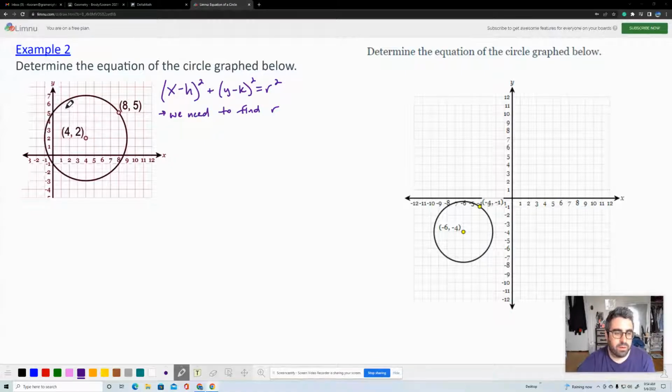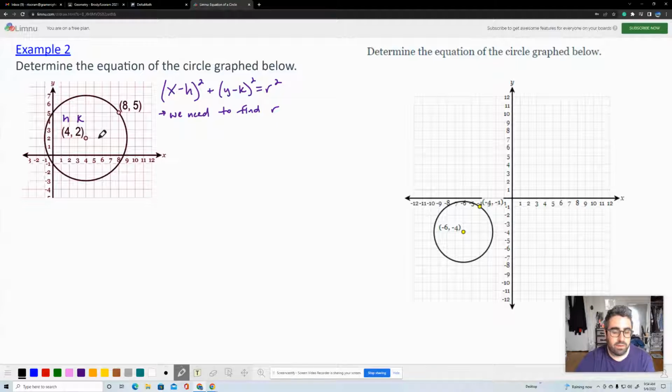So we know the x coordinate of the center is 4 and the y coordinate of the center is 2. So our h value is 4, k value is 2. But we need to know the radius. So you can find the radius two different ways. You can find it by plugging in this point and solving for r squared if you want, or you can use the graph. So some of you might find it easier to use the graph.